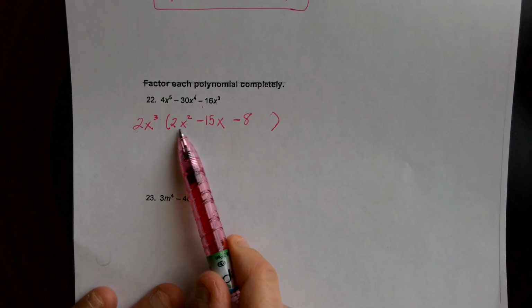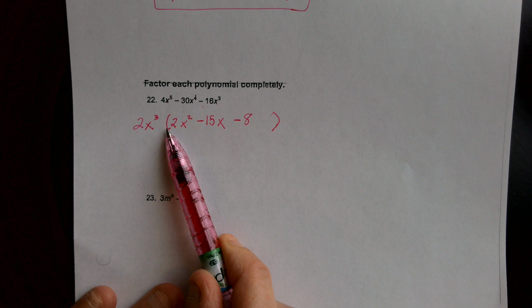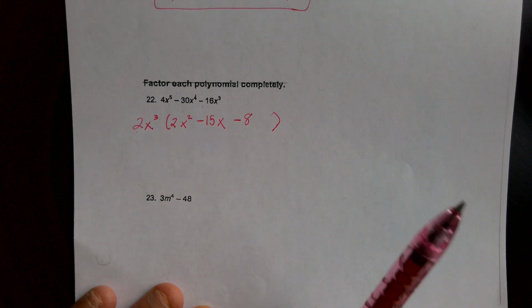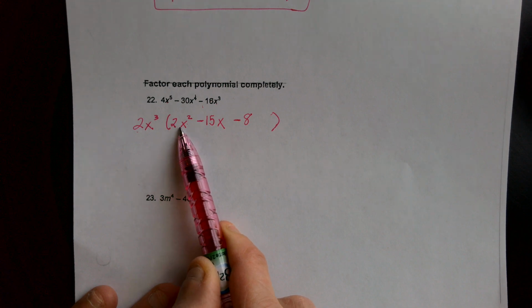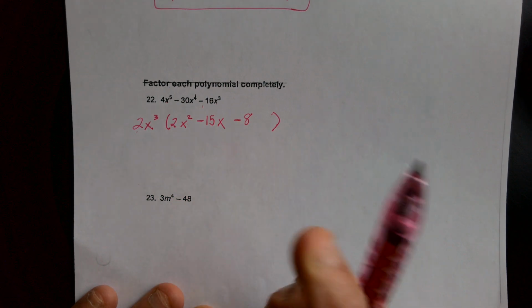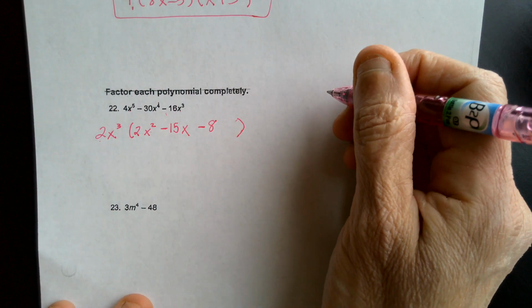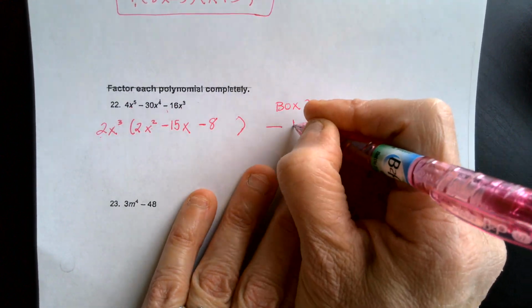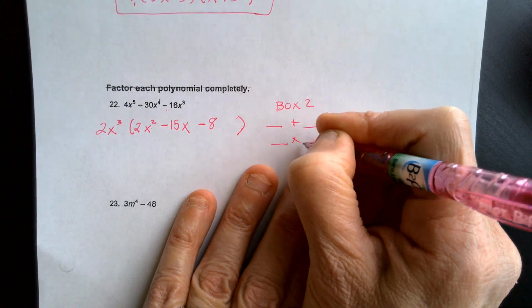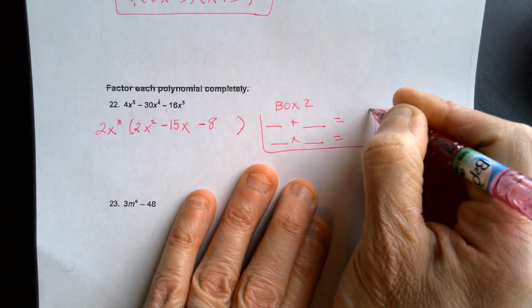So is it perfect square? No, 2 is not a perfect square. So that's out. So it's either box 1. Is it box 1? No, because that's a 2. It could be box 2. So let's try it. So box 2, what plus what equals what times what equals, put my little box.